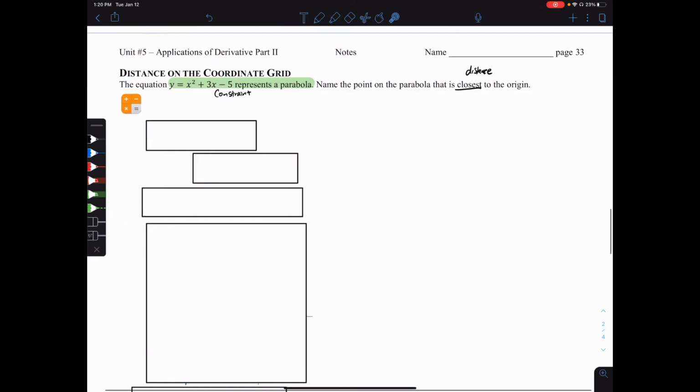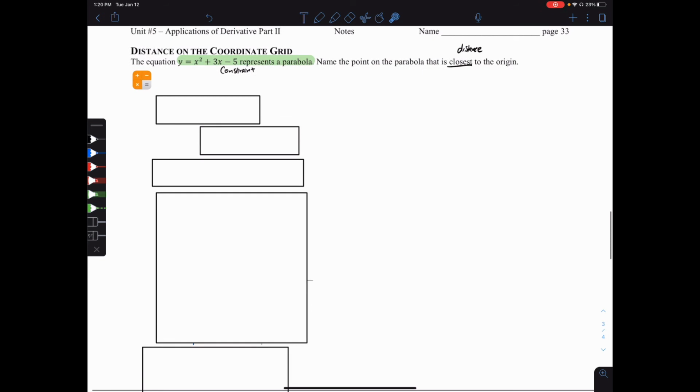Let's do another. This is a calculator problem. Distance on the coordinate grid. The equation y equals x squared plus 3x minus 5 contains a parabola. That is our constraint for this. Name a point on the parabola that is the closest to the origin. Closest is referring to a distance.